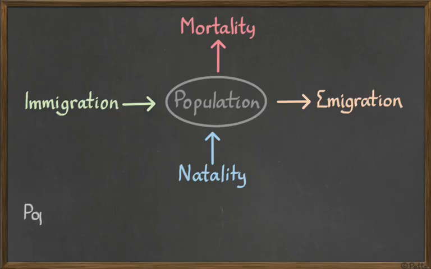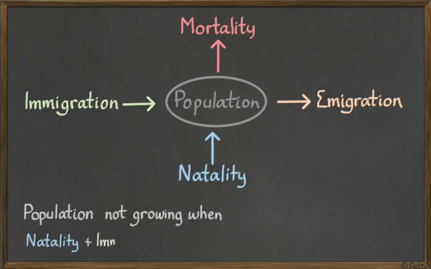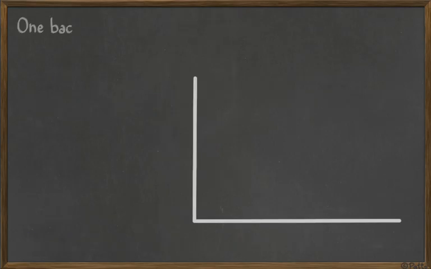Okay? If natality and immigration equals to mortality and emigration, then the population is not going to be growing. So whenever natality plus immigration equals mortality plus emigration, the growth is going to be equal to zero. The population stays stable. So let's take a look on one simple example of populations.